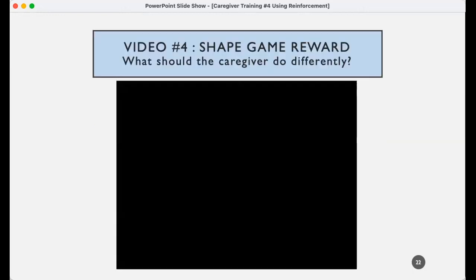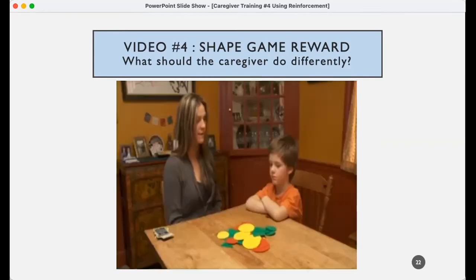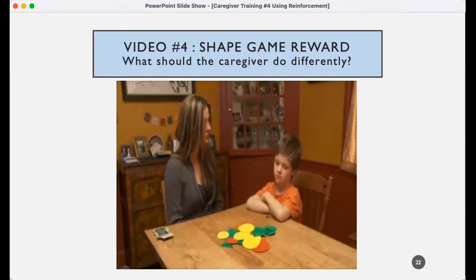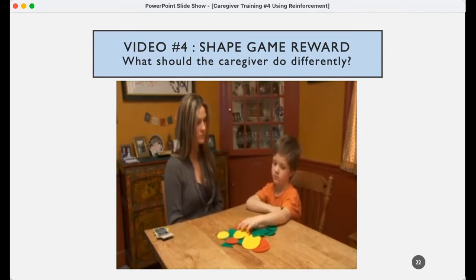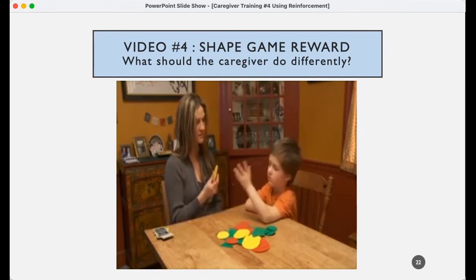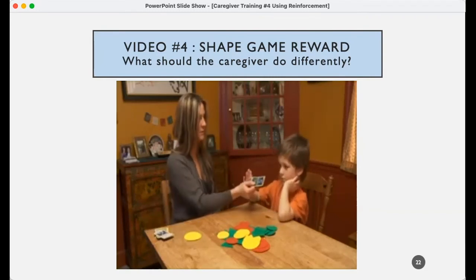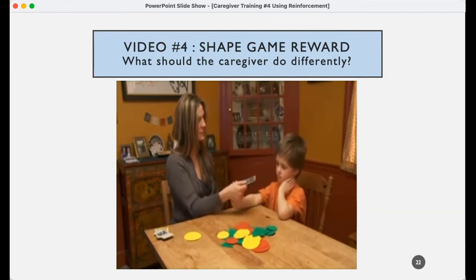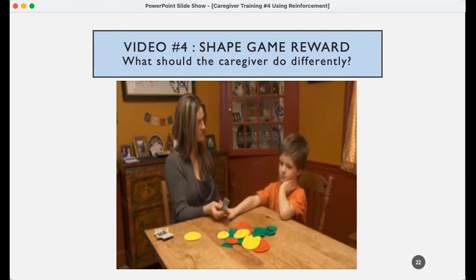Let's see video number 4 called Shape Game Reward. Find mommy a yellow circle. All right, that's a good job. Here, now you get your Pokemon card. I want it. Here. I want it.